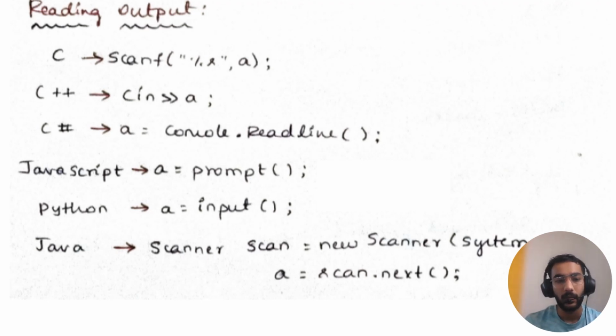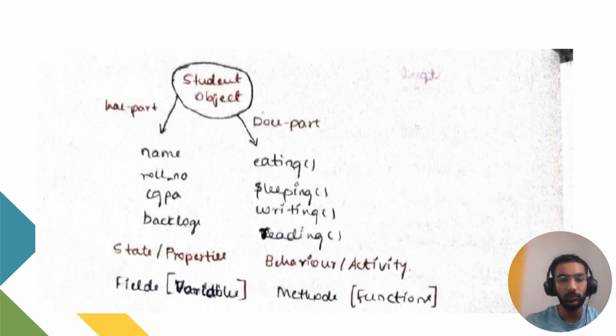Scanner scan. First we write scan. We have declared a variable of type Scanner class. Scanner type, new for getting the Scanner object, System.in for taking input. So if we want to take input, we have to create a variable a equal to scan.next. The next keyword is used for taking input.